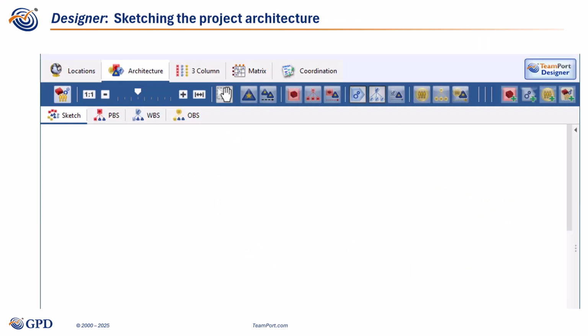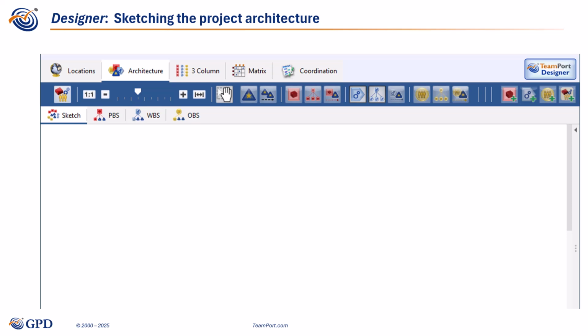Next, let's take a look at building a project model in Designer. Shown here, within the architecture view, is Sketch. We often start project modeling in Sketch with a blank canvas, since this view allows free-form layout of a model. To begin, we add some teams to the project model. Teams are shown as yellow circles.